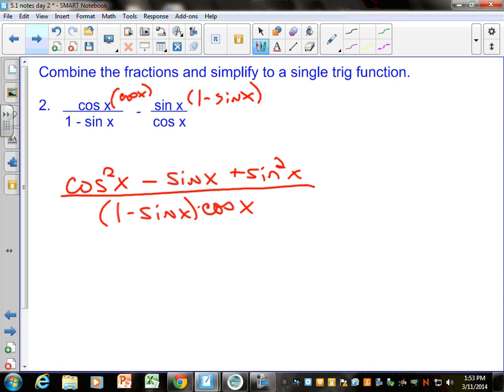I distribute. Negative sine times 1 is negative sine. Negative sine times negative sine is positive sine squared. Right? Like I'm taking this whole thing times this denominator.